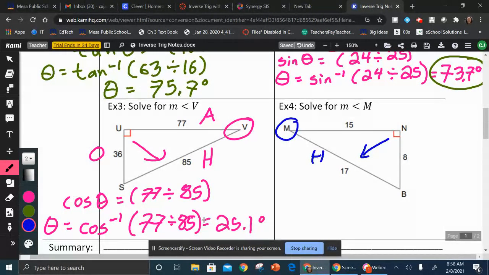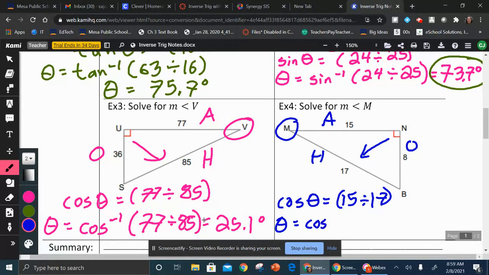This next one, they want us to solve for M. Label the sides, everybody. And we can choose any one. I'm going to use cosine again. So I'm going to do 15 divided by 17. So we're going to get cosine to the -1 of 15 divided by 17. And I got 28.1 degrees. Okay, everybody, you got this.